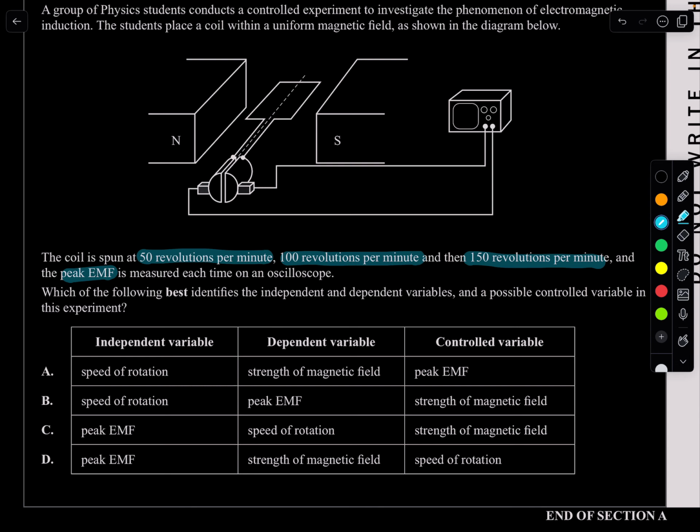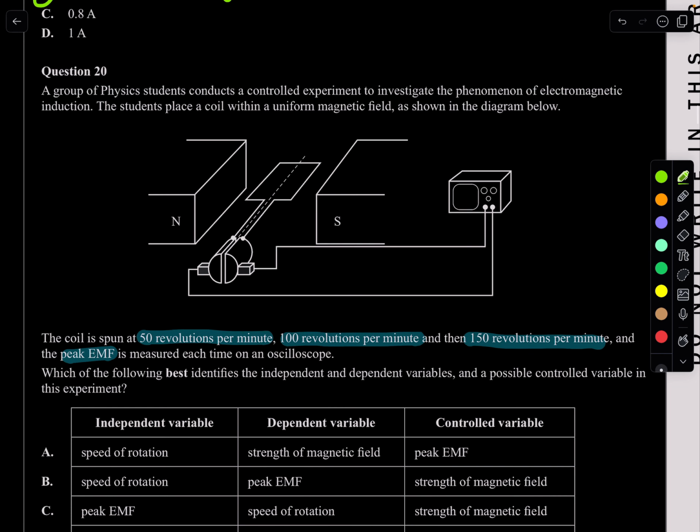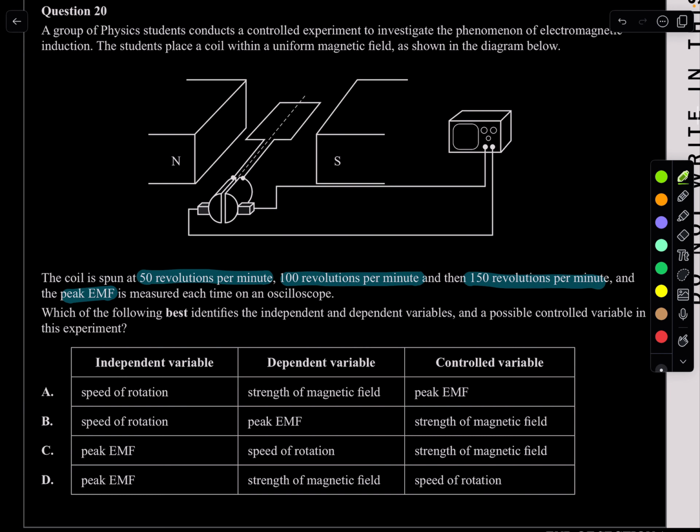Whichever option best identifies the independent, dependent, and the possible controlled variable for this. Beautiful, easy question to end the exam. The independent variable, of course, is the speed of rotation. So the independent is the speed of rotation, so C and D are wrong. And the dependent variable, as we said, is the peak EMF, because that's what we're measuring. So looks like B is right. As you can see, peak EMF, done. And yes, the control variable is the strength of the magnetic field. That value is constant throughout the experiment. And yes, as it says here, a uniform magnetic field, done.